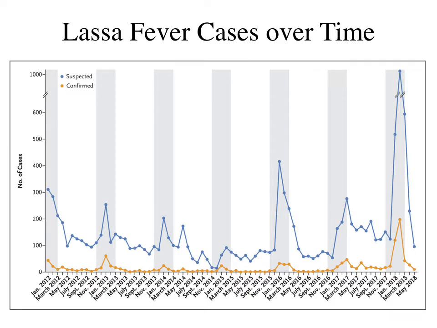Here you can see Lassa fever cases over time. The numbers of clinically suspected and confirmed cases of Lassa fever identified at one particular teaching hospital are shown in this graph starting in January 2012 through May 2018. Gray shading indicates the typical dry season in this area. This is in Nigeria, and it overlaps with the period of peak Lassa fever incidence.